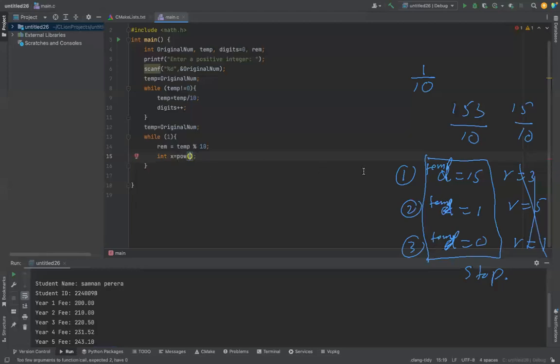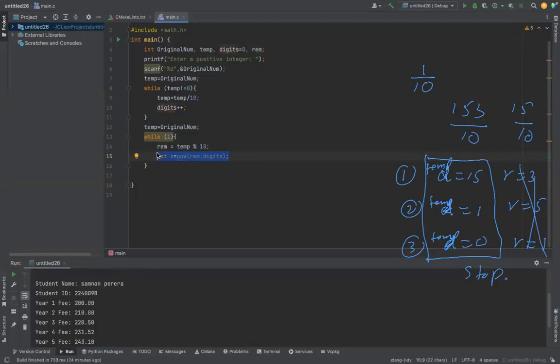x is equal to the power function. What we have to use? 3 to the power 3. That first 3 is the remainder, remainder to the power of digits. Then you can get 3 into 3 into 3. After that, when r equals 5, remainder is 5, 5 into 5 into 5. So this is one way of calculating power.